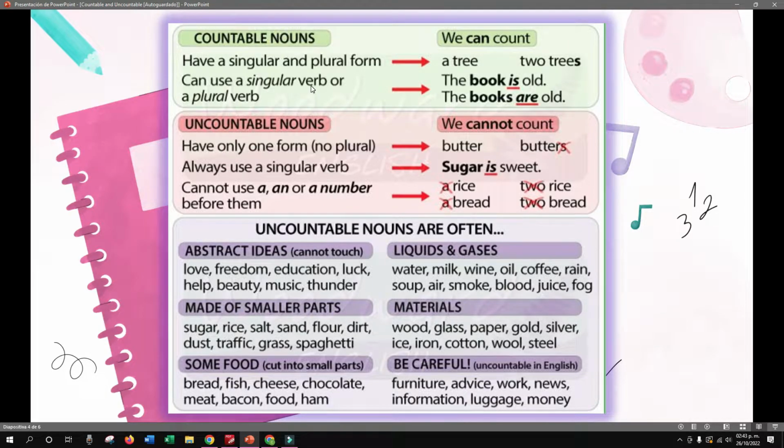Can use a singular verb or a plural verb. Cuando estemos hablando de un nombre contable, pero que esté en singular, obviamente vamos a utilizar el verbo en forma singular. For example, the book is old. Then the book, one book, right? That is singular. That's why you're going to use the verb is, right? The book is old. But what about if we write down the plural form? In that case, you must use a plural verb. The books, they will be 3, 4, 10, 20 books, right? The books are old. En este caso estamos utilizando el nombre contable, ¿verdad? Pero en plural.